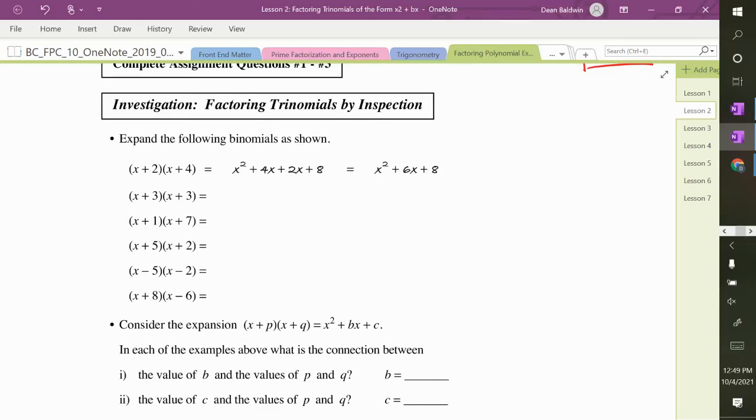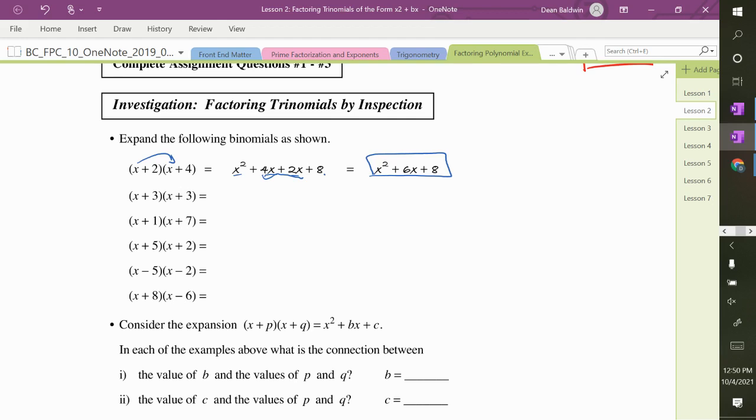In the first one, x plus 2 times x plus 4. If we FOIL that out, we get x times x is x squared plus 4x plus 6x plus 8. If you add the middle two terms, you end up with this, x squared plus 6x plus 8. Okay? If I multiply out the next one, x plus 3 times x plus 3, what do we get?